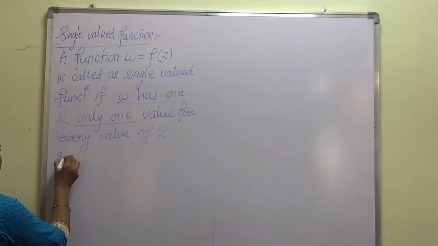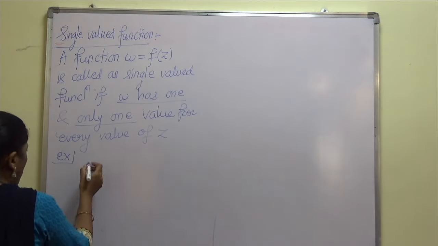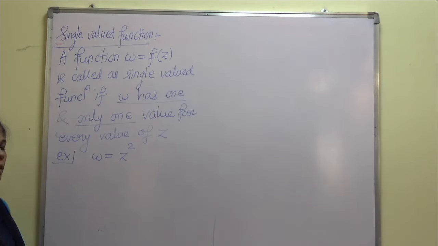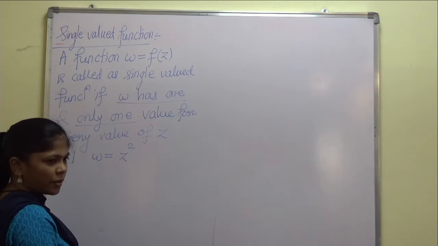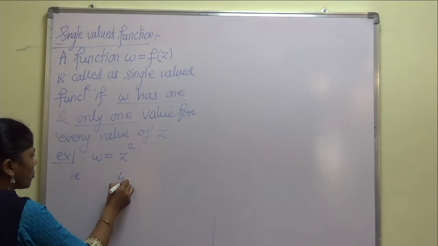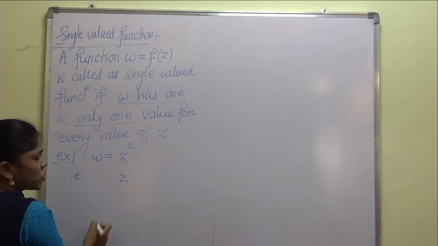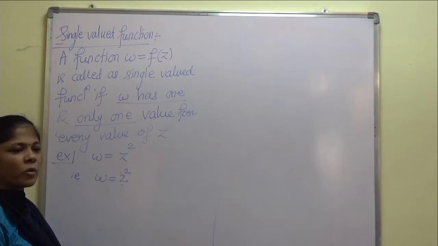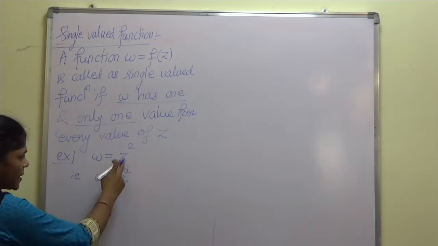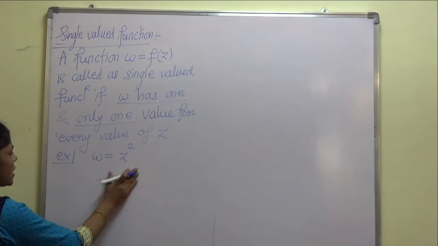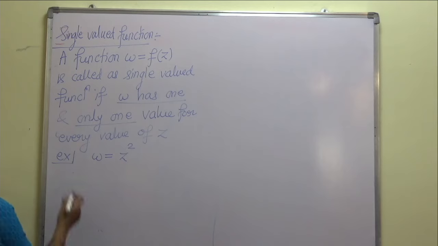For example, omega equal to z square. This is a single-valued function, right? Why? Because suppose z is 2, so we have 2 square. What will omega be? Omega will be only 4. If z is 2, omega will be 4, only one value. So that's why this is a single-valued function. The next is the multiple-valued function.